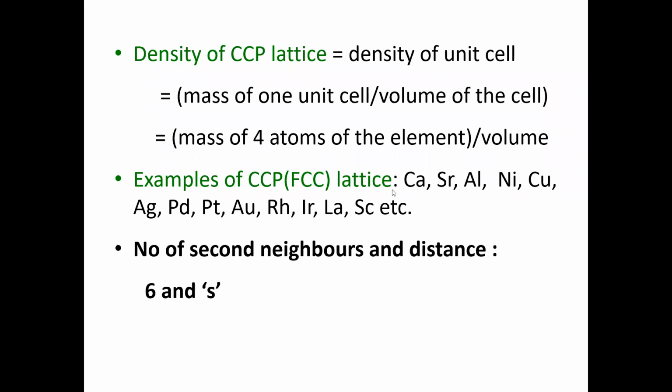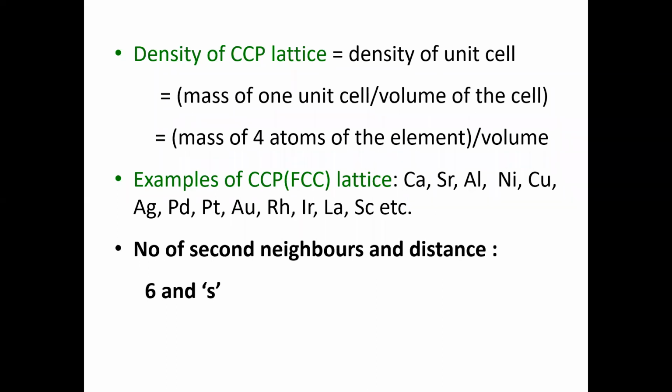So examples are many. Alkali metals have a BCC flavor, and the alkaline earth metals, excepting beryllium and magnesium, have my favorite. Therefore, I like beryllium, magnesium the most. Calcium, strontium are your favorite. Aluminium from group 13, nickel, copper, silver, these are the transition metals. They also crystallize in FCC lattice.